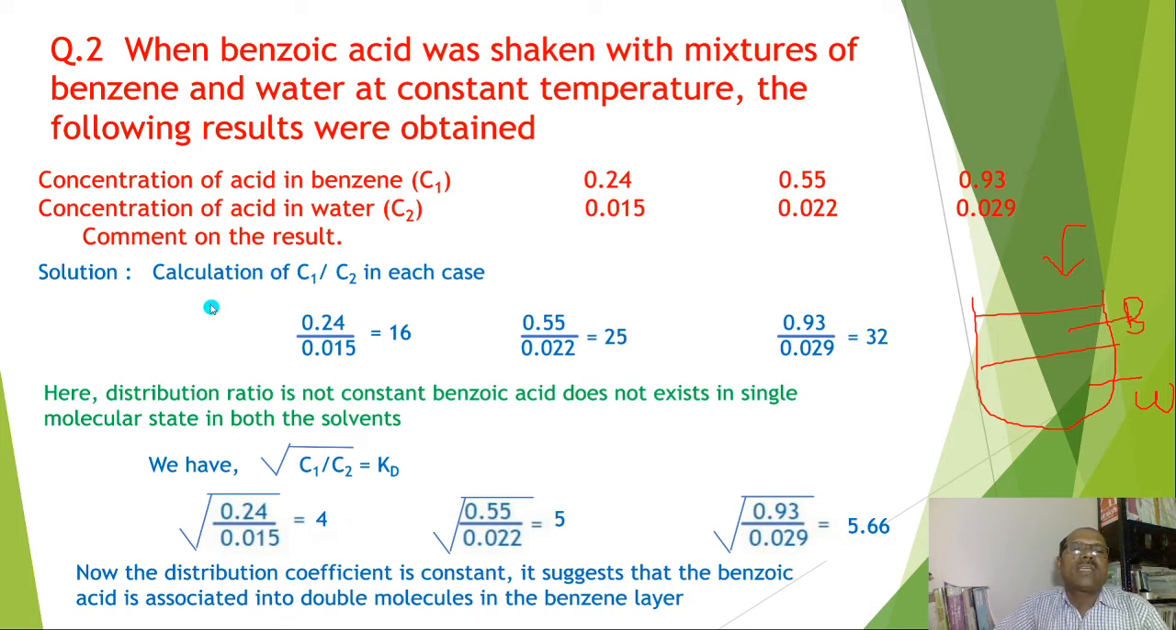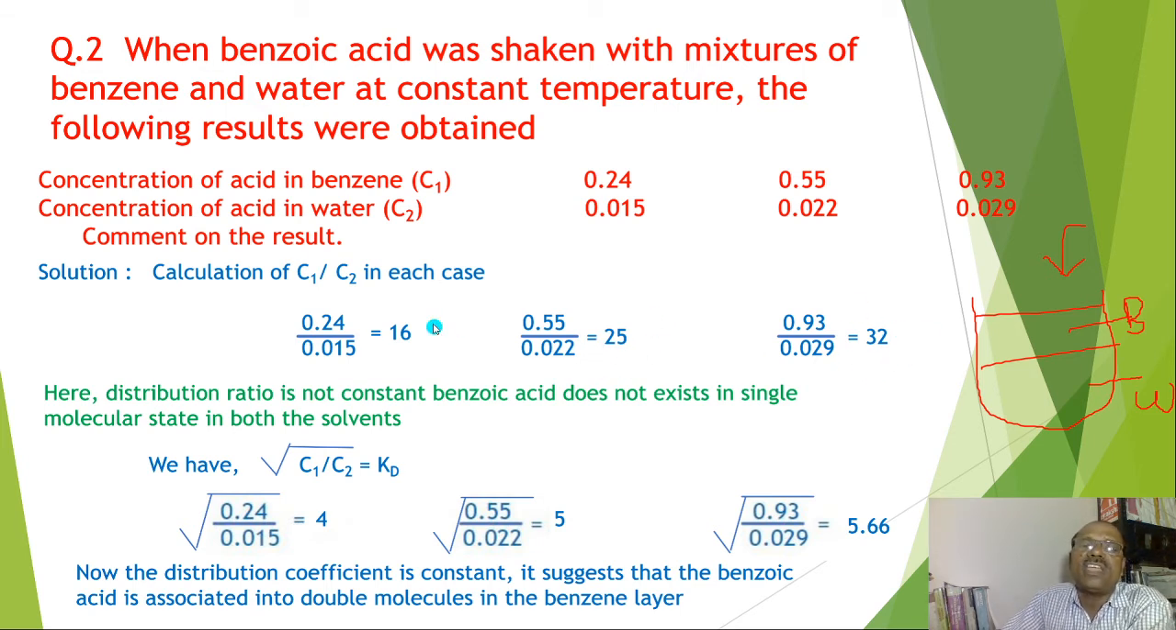Comment on the result. Calculate C1 upon C2 in each case. We have to say whether there is the same constant after putting the C1 and C2 values in the distribution law. In the first case, by putting the values of C1 and C2, 0.24 upon 0.015 gives 16. Then for the next pair, C1 upon C2 is equal to 25. Then for the last, C1 upon C2 is 32. Means the constant value is 16 for the first case, 25 for the second case, and 32 for the third case.